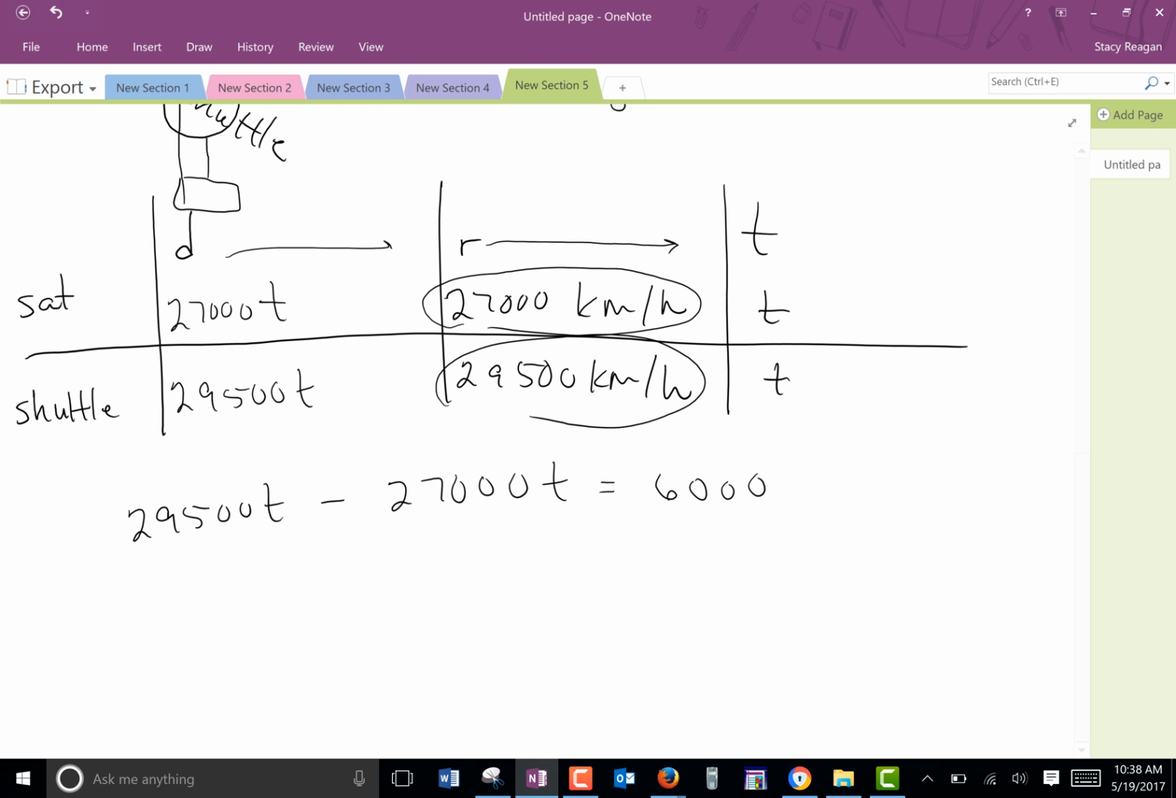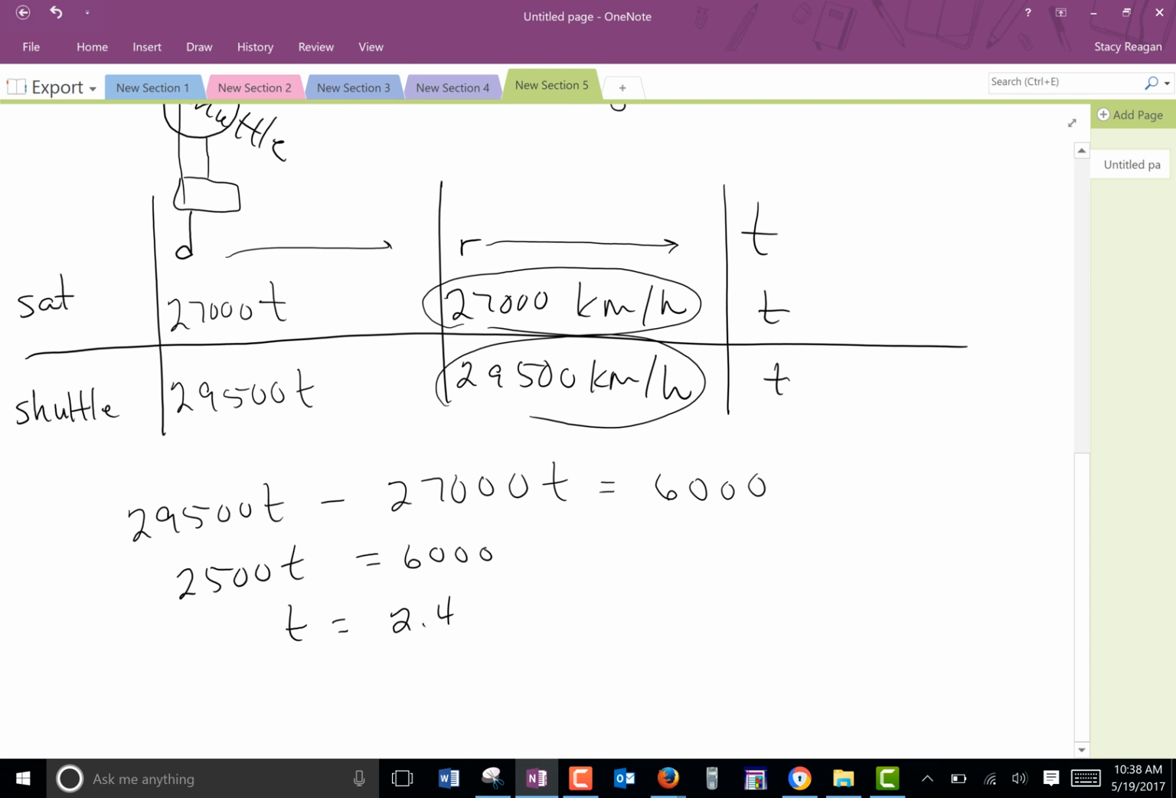So if I take my calculator and do 29,500 minus 27,000, I'm going to get 2,500 times t, basic algebra. So if I divide by 2,500, I get t is 2.4. And that's hours because my original time was in hours. Now, if I had been asking about hours and my time had been in seconds, I might have to do a conversion. And there is a problem in your homework where you have to do a conversion. They give you some things in seconds, but your original time was in hours.